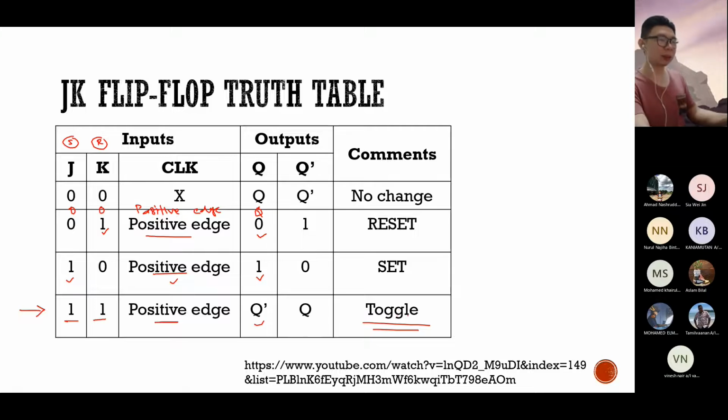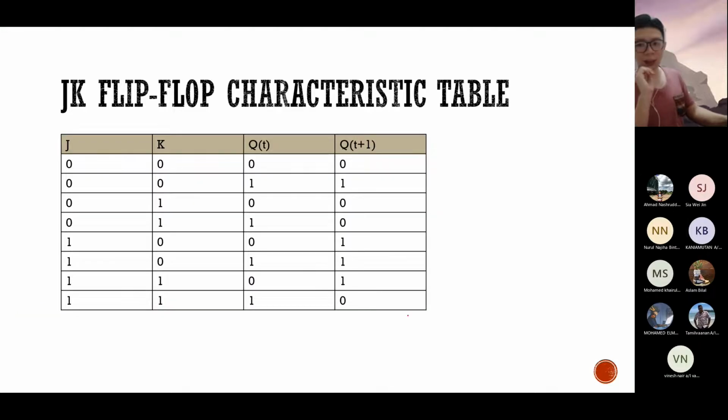All right, so let's go through a characteristic table so that you can understand and see much more clearly how this JK flip-flop is different. In this characteristic table, we are going to assume that we have a trigger. We are going to assume that for every row in this table, we have a clock trigger. Right, so let's take a look at the first row.